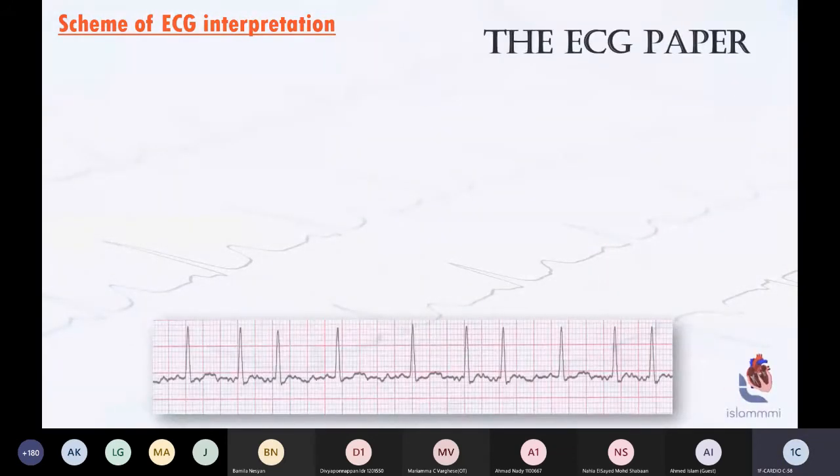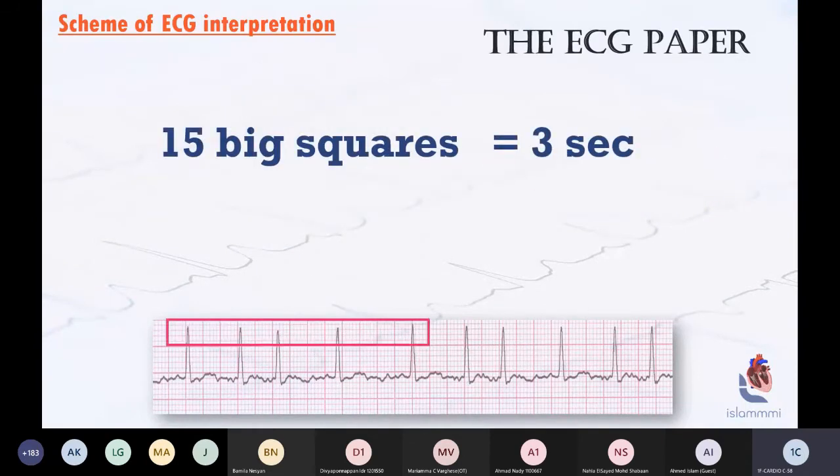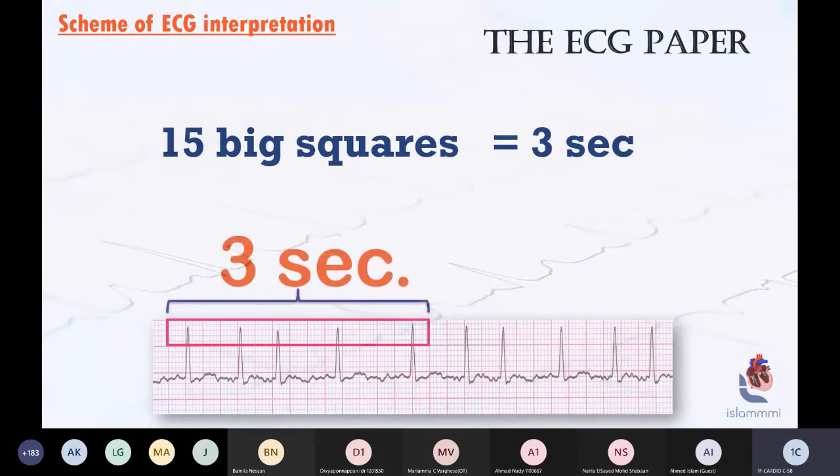So the way that I'm suggesting to you is to see how many QRS are coming in 1 minute, in 60 seconds. But if you want to make an ECG for 60 seconds, you have to use 1.5 meters of ECG paper. That's nonsense. It doesn't make any sense to use 1.5 meters of paper for each patient in order to calculate the heart rate. So the other way around is to count 15 boxes. These 15 boxes are equal to 3 seconds.